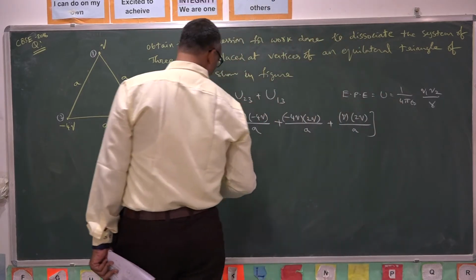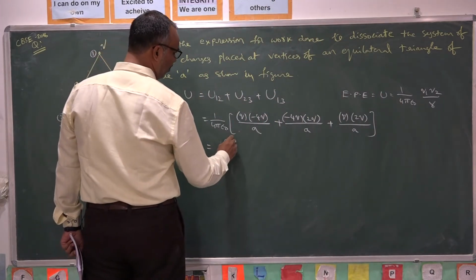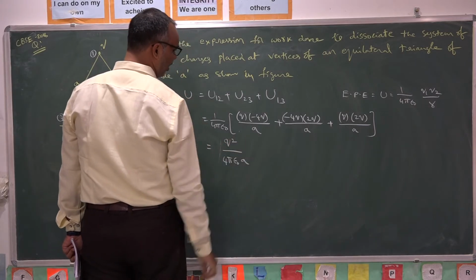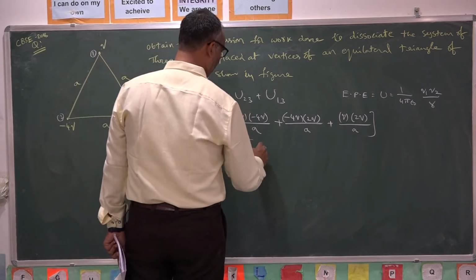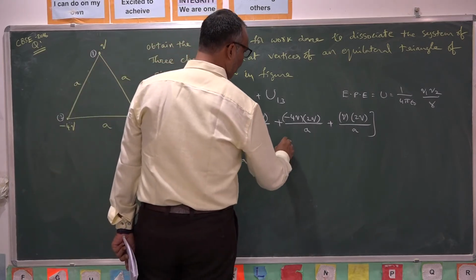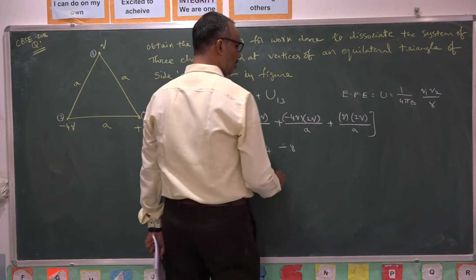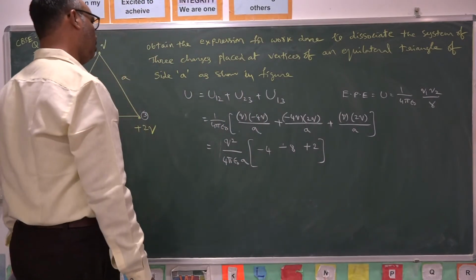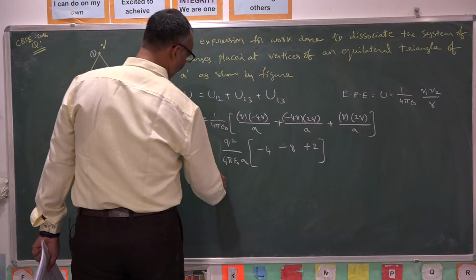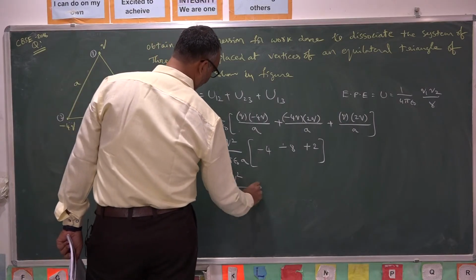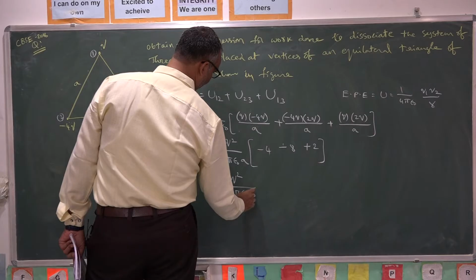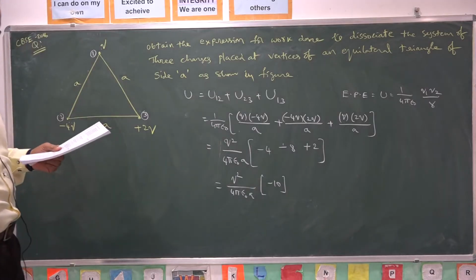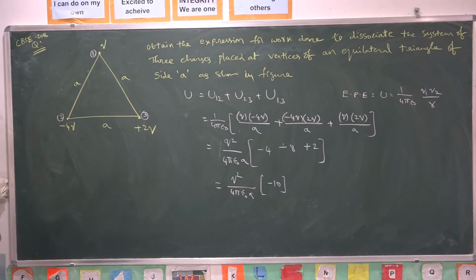So this is the way, and everywhere you can find Q square by A as constant. Q square by 4 pi epsilon naught A, you can take it out. So you are left with minus 4 here, here minus 8, here plus 2. So minus 10 is left over here. Q square by 4 pi epsilon naught A into minus 10. So this is the potential energy of the system.